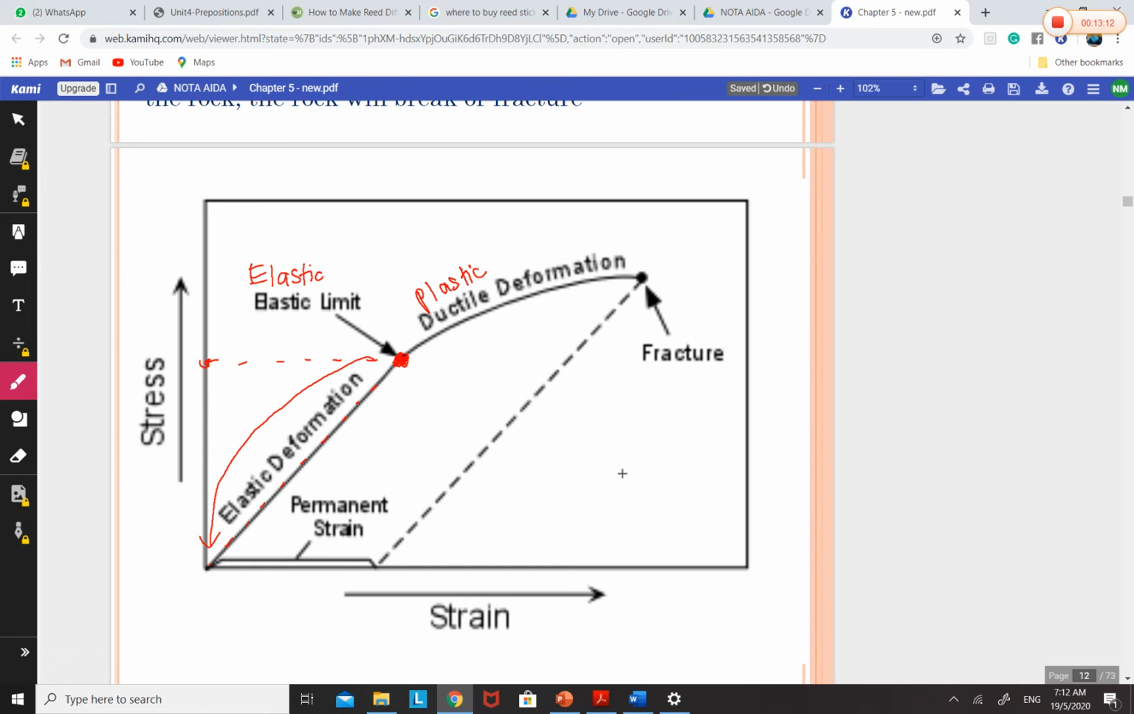So bila dah masuk this area, this is the permanent strain. Maknanya dia tak akan boleh back to the original shape. And then bila you increase lagi another load at certain point, the rock finally will break and fracture. So kat sini dah fail lah maksudnya, right? Okay, this is the common stress strain curve.